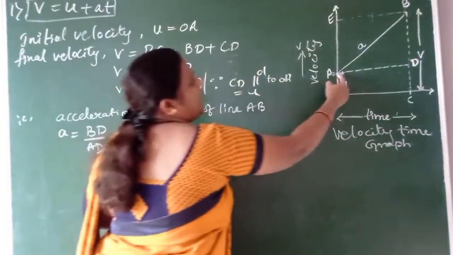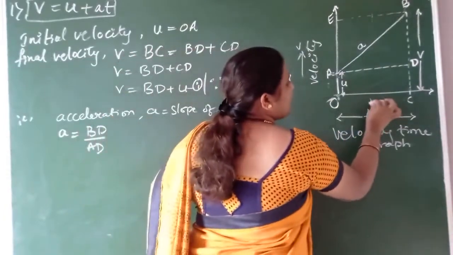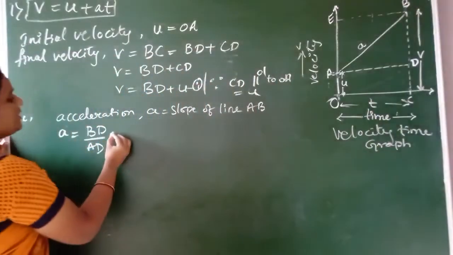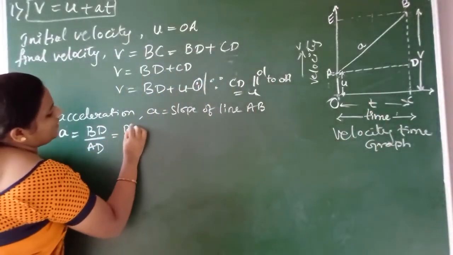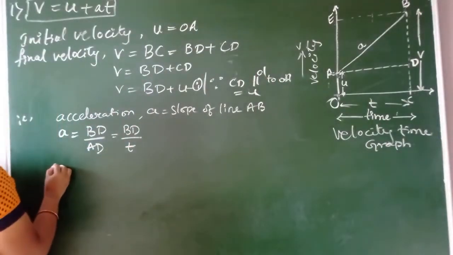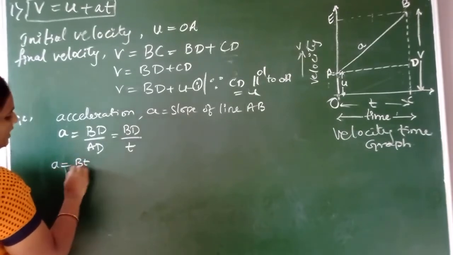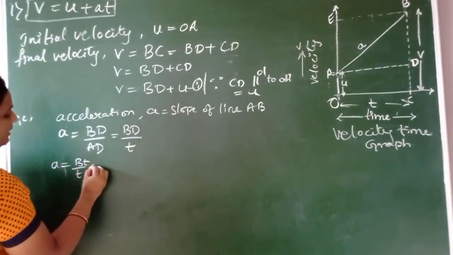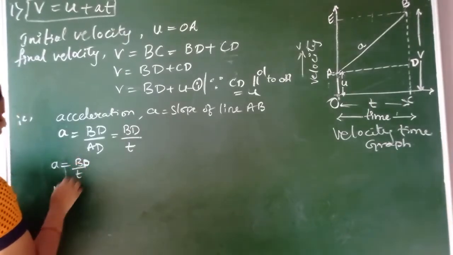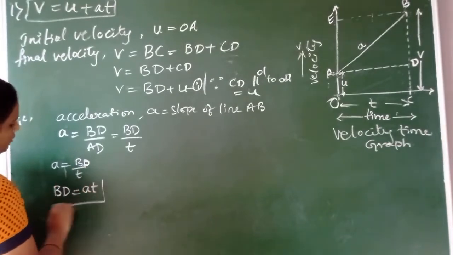Here, what is AD? This is parallel to OC. This is nothing but time, children. Isn't it? So we can write it as BD divided by t. It means that a is equal to BD divided by t. When you cross multiply this, we can write BD, yes, BD is equal to a into t.